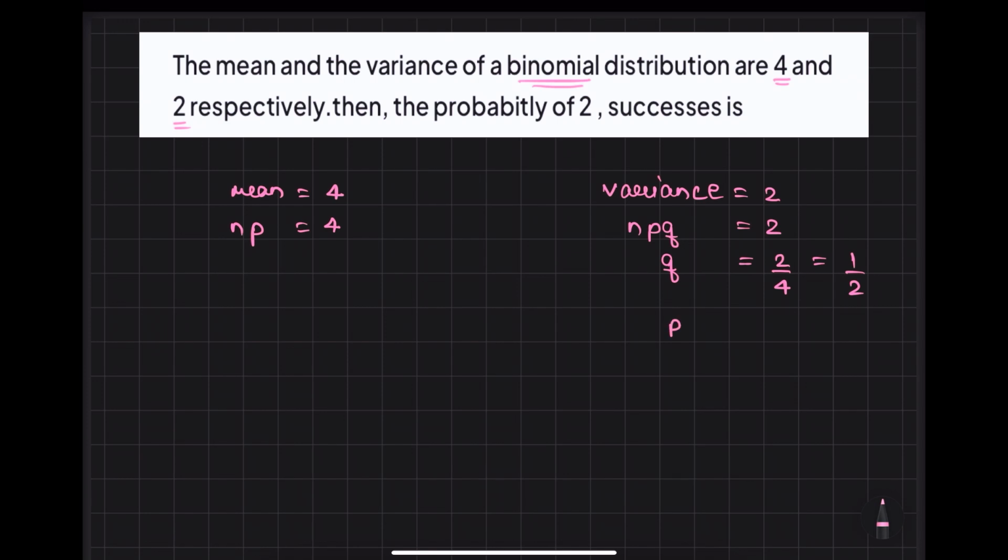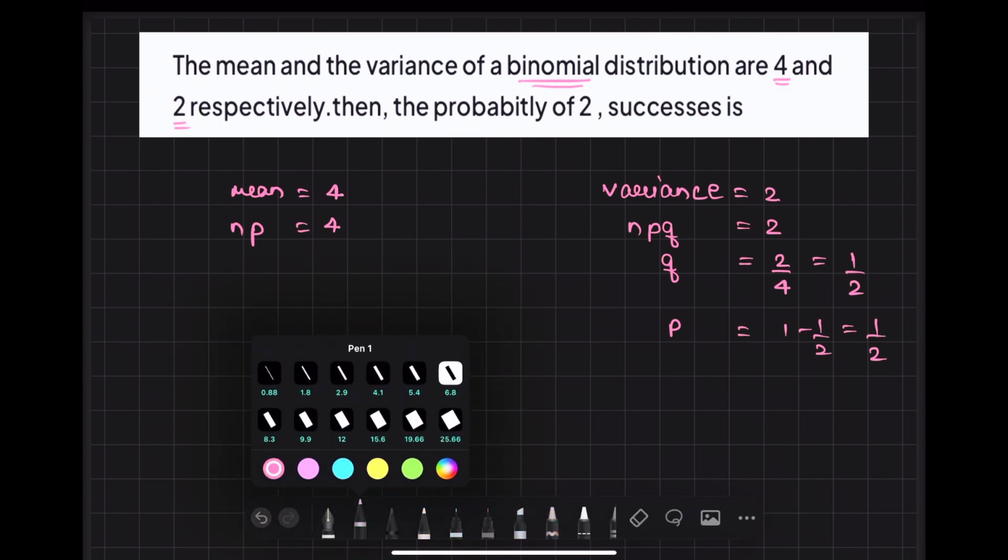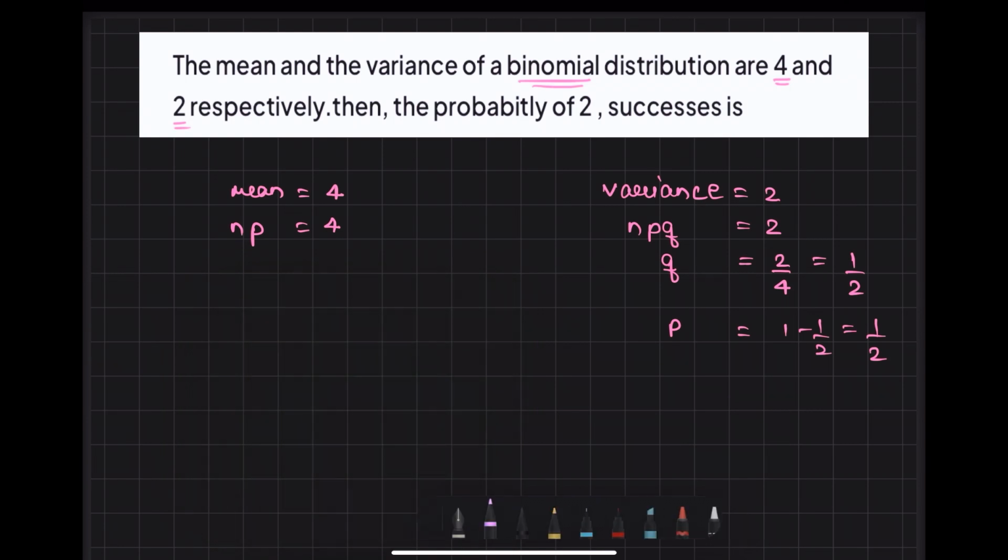So the value of P will become what? It is 1 minus failure, 1 minus 1 by 2, that is 1 by 2. So the probability of success is 1 by 2, probability of failure is 1 by 2. Now you have to find out what is N. So you know that the value of P is 1 by 2, NP is 4. So can I say that N is 8? So N is 8, P is 1 by 2, Q is 1 by 2.